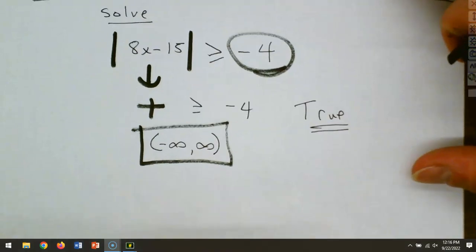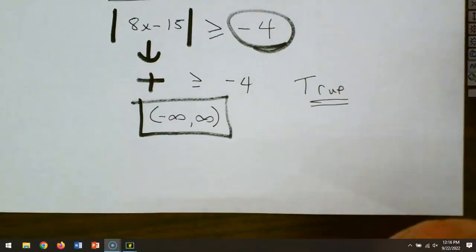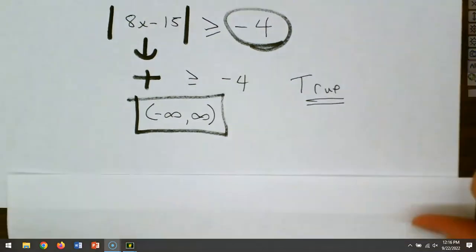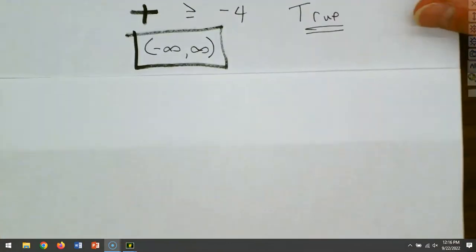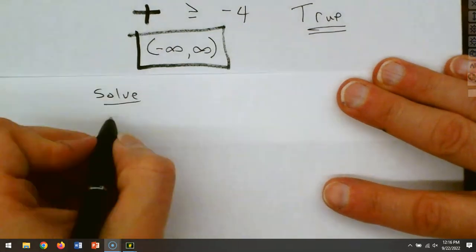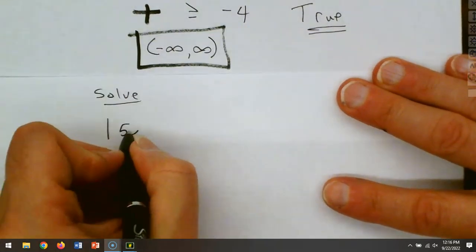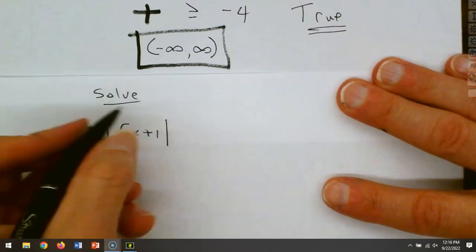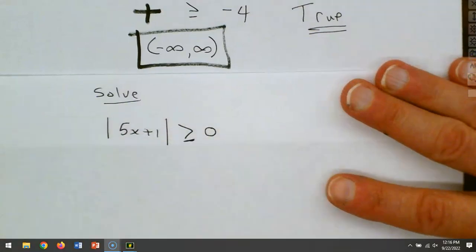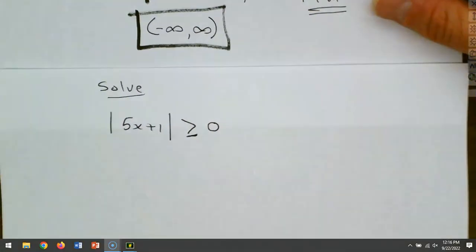So whenever the right-hand side is negative, you then have to see if it's true or false. If it's true, it's everything. If it's false, it's nothing. Let's look at one more, and then we'll talk about our homework here. So let's do a 0 one. So let's look at this one now.